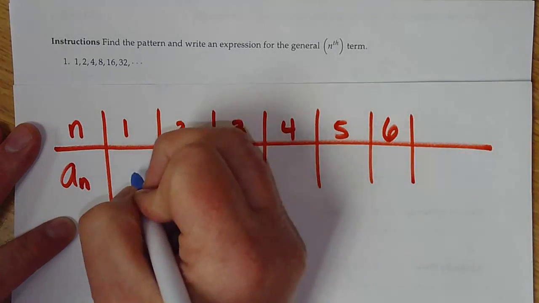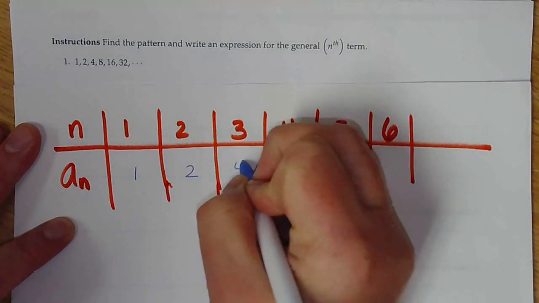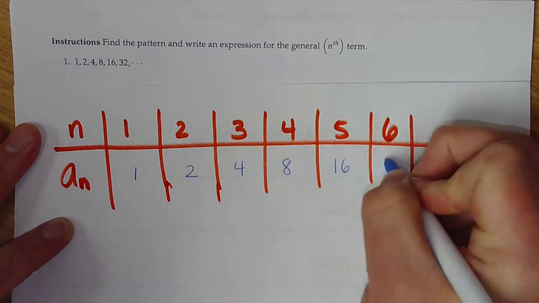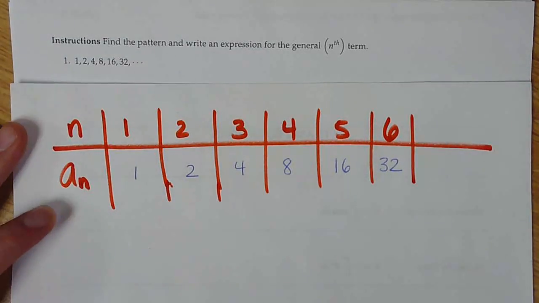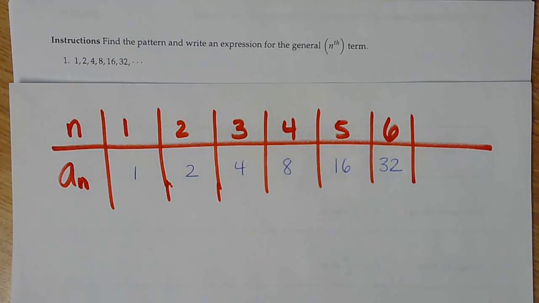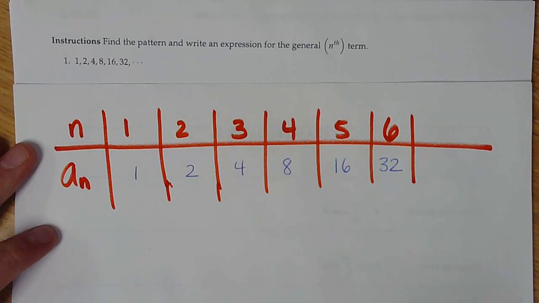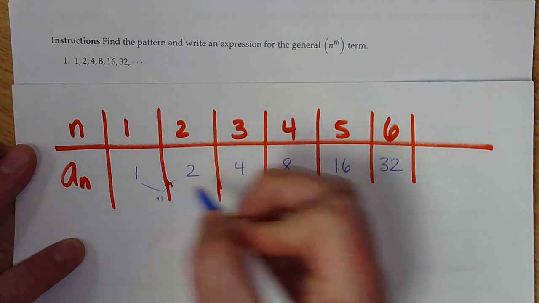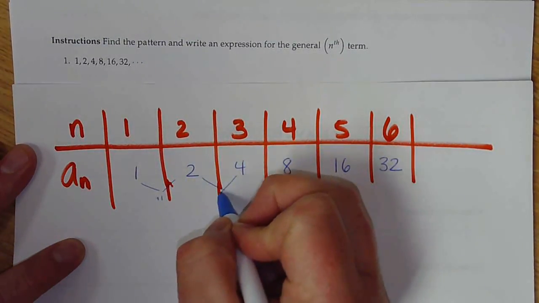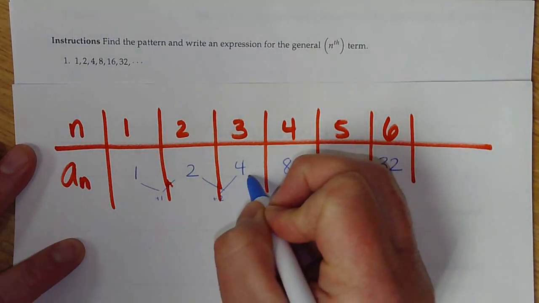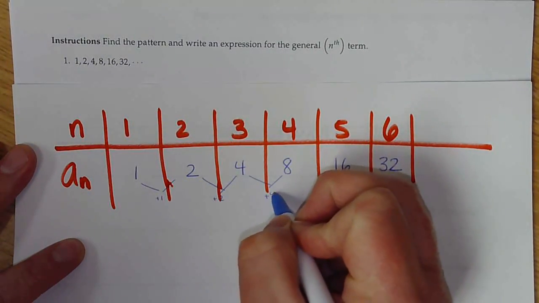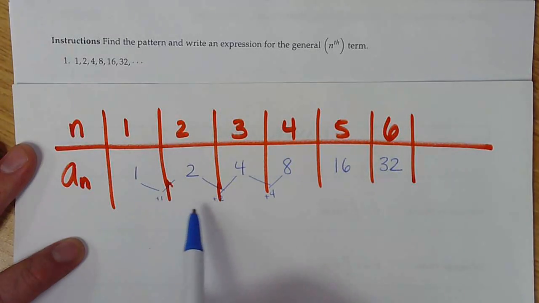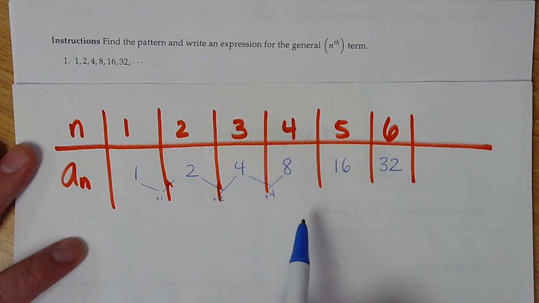Look at 1, 2, 4, 8, 16, and 32. Okay, so the first thing I look for is to see if we were adding the same thing each time. That's called an arithmetic sequence if we add or subtract the same number each time. So if I look at these, the difference here is plus 1. The difference between 2 and 4 is a plus 2. Here the difference is a plus 4. Okay, so definitely not adding the same number each time.